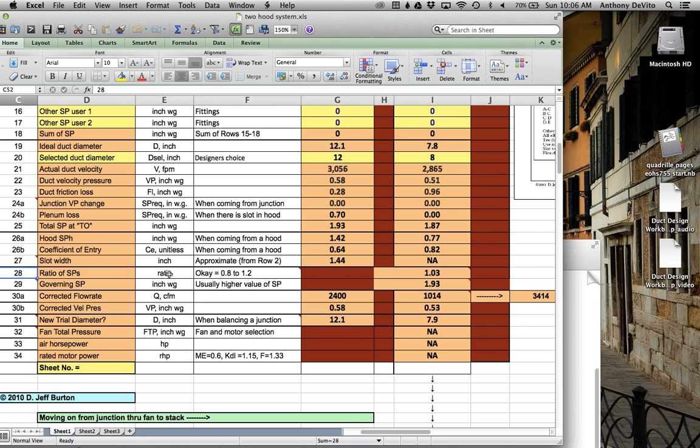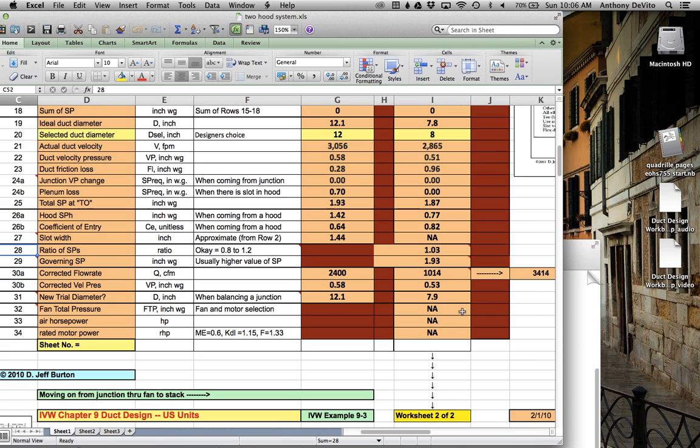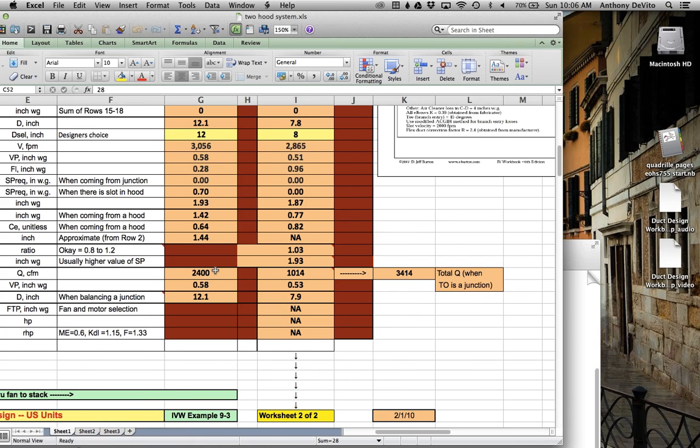Okay, and governing static pressure, usually take the higher value. So they're suggesting you take 1.93. Now, because of the size of the ductwork that we chose, and the junction and its effects, the amount of air that we're pulling through here is 2,400 cubic feet per minute from one hood and 1,014 cubic feet per minute from the other hood.